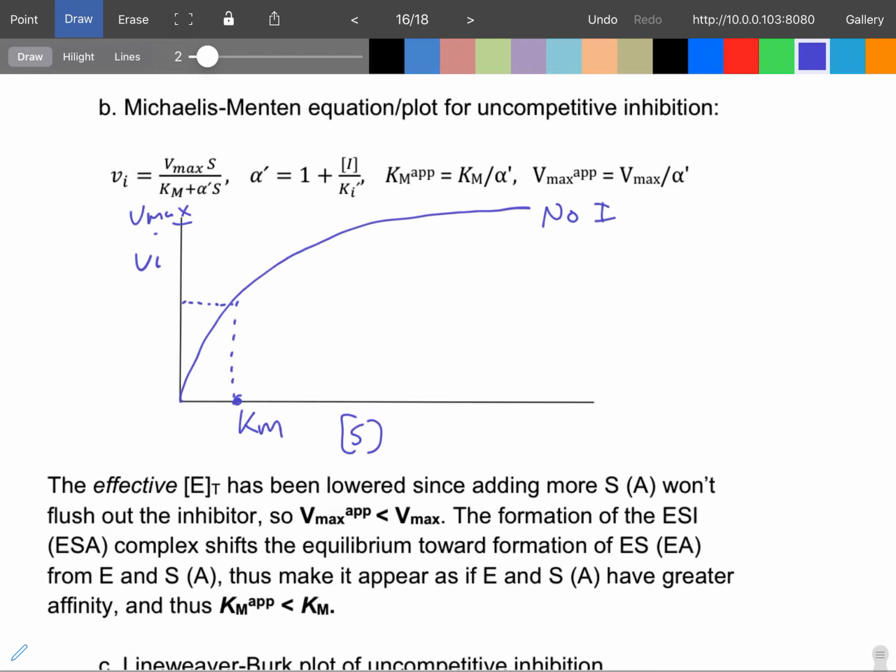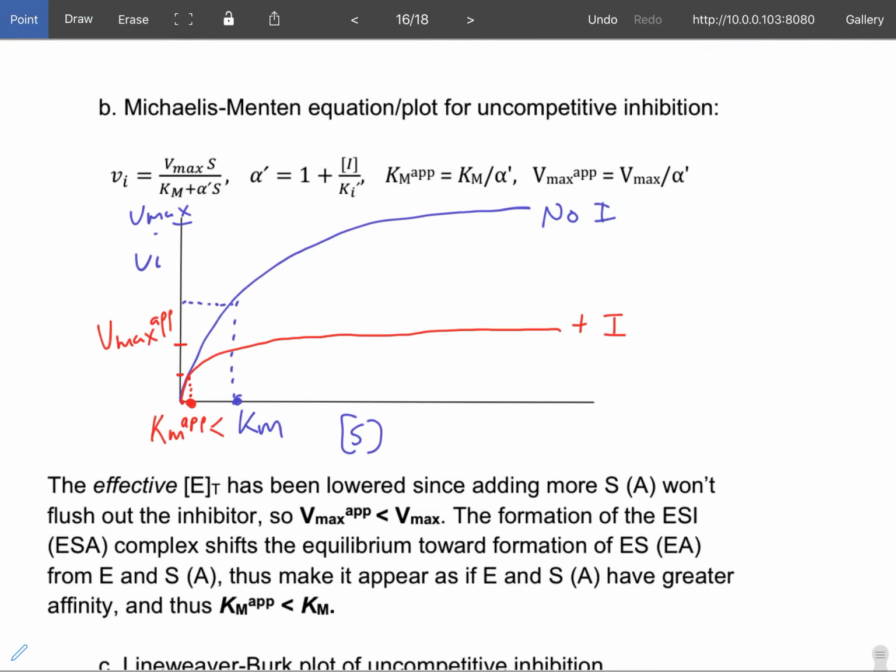And now if we add the inhibitor to this, we actually see something kind of unusual. It might look a little unusual in that this gets pretty steep, but then it very quickly does that. And so now its Vmax is like here, so that's the Vmax apparent for the plot where we've added some inhibitor. And what you'll notice is that the Km apparent is less than Km.